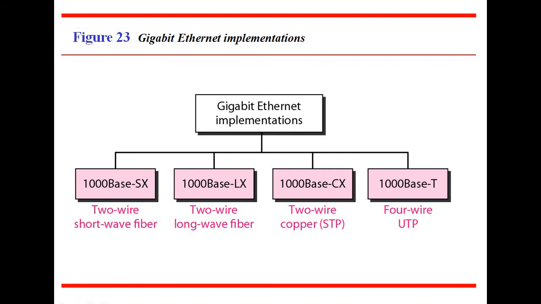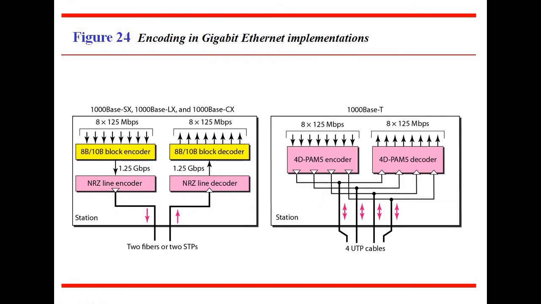You are going to use 2-wire shortwave fibers to send the data. Next you have 1000BASE-LX, which is long wave fiber, and CX is copper wire, and the last one is T, which is a UTP wire. We are going to use 4 UTP wires in that implementation. They have shown it here. First one is 1000BASE-SX, and the encoder used here is the block encoder, 8B/10B, and the line encoder is NRZ.